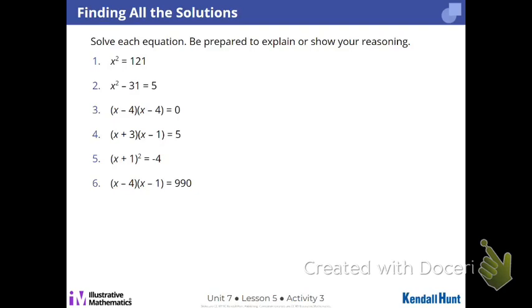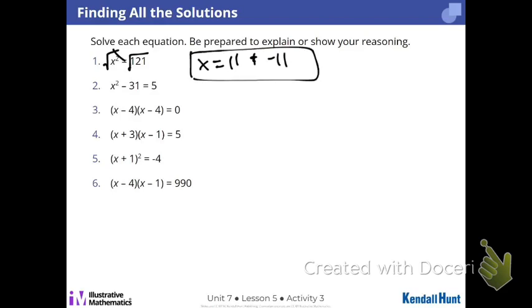Problem number 1, who can tell me what they did to isolate the variable? Problem number 1, Ari. 11 and -11. Wait, what? There's 2 answers. How? Okay. Negative. Yeah, 11 times 11 and -11 times -11 both equal 121.